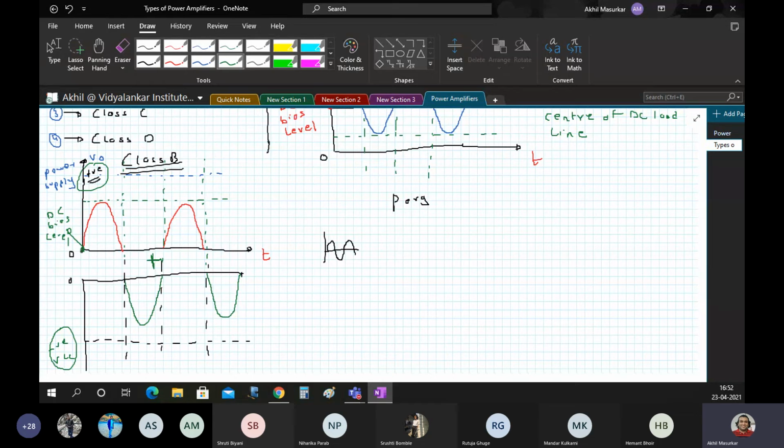So class AB amplifier says that you can have a bias level which is between the bias level of class A and the bias level of class B, and that gives rise to another class of power amplifiers, that is class AB. So again I am repeating, the bias level in class A is high, the bias level in class B is 0. So they say, what if I want something in between? That is what they go for, class AB.